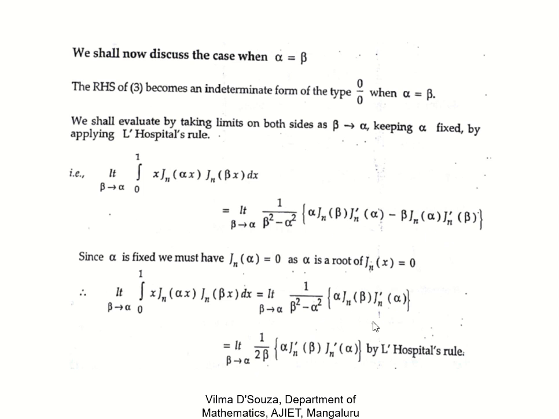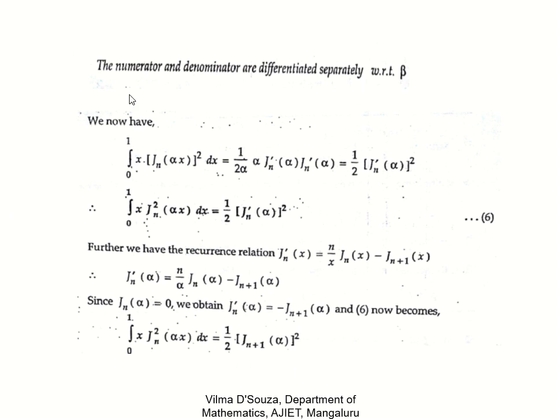Now, by applying L'Hospital rule, you are differentiating the numerator and denominator separately with respect to beta, right? So alpha Jn dash of alpha is a constant. Differentiation of Jn of beta is Jn dash of beta, divided by differentiation of beta square minus alpha square, that is 2 beta, by using L'Hospital rule. The numerator and denominator are differentiated separately with respect to beta. So what do you get?